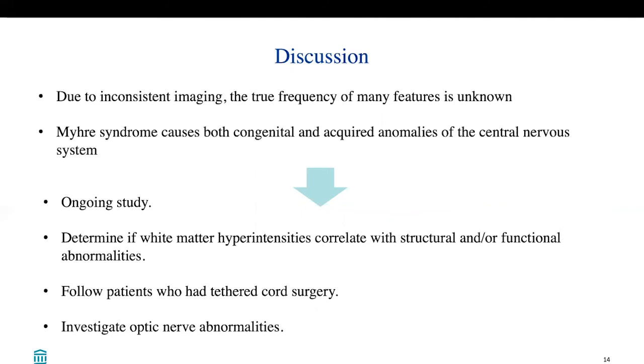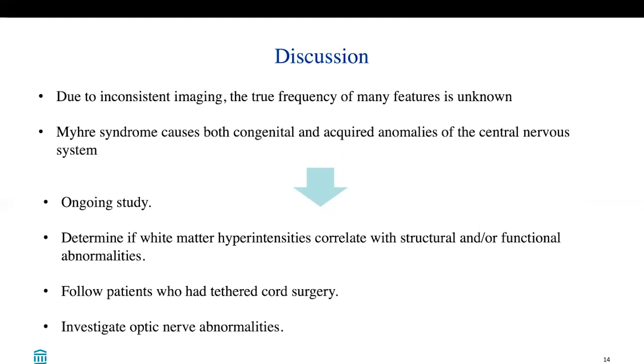Going forward, as we continue to review this data, we're working towards a better understanding of the white matter hyperintensities and hope to learn if these do correlate with structural and/or functional abnormalities. We also hope to follow patients who have had tethered cord surgery to learn more about its efficacy. And we're also currently further investigating the optic nerve abnormalities and posterior globe flattening within the eye.